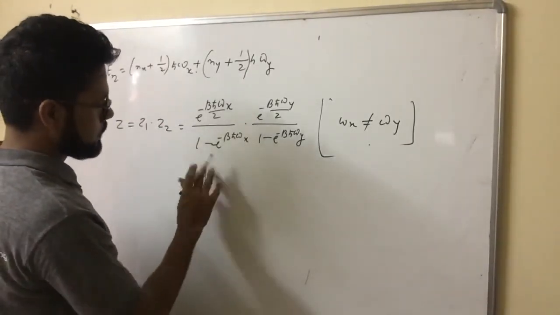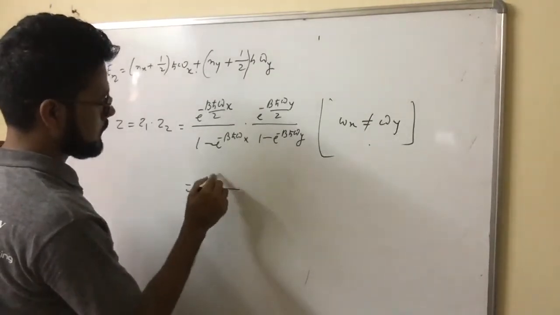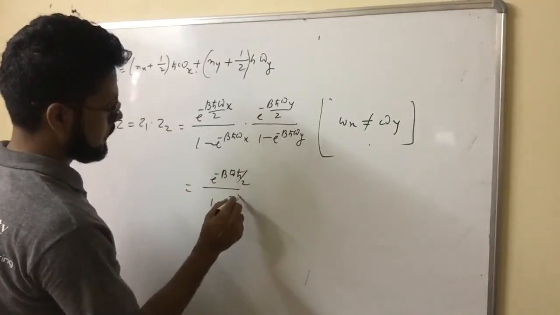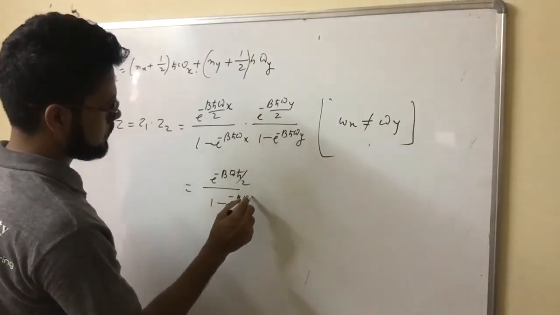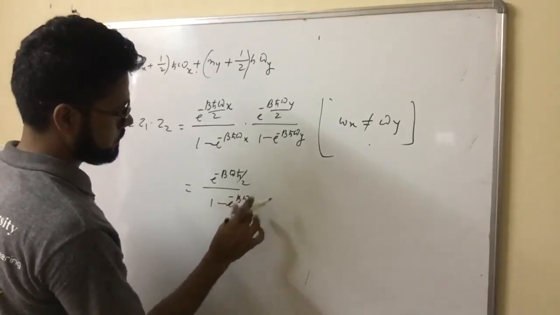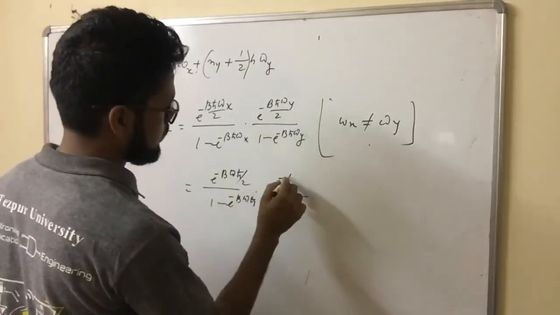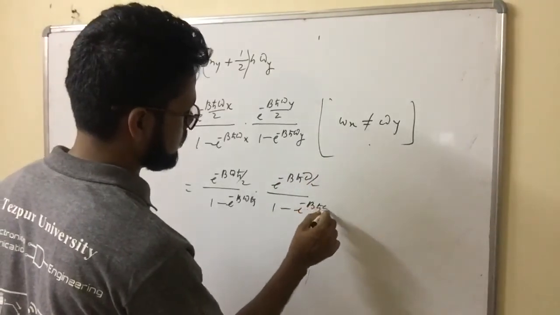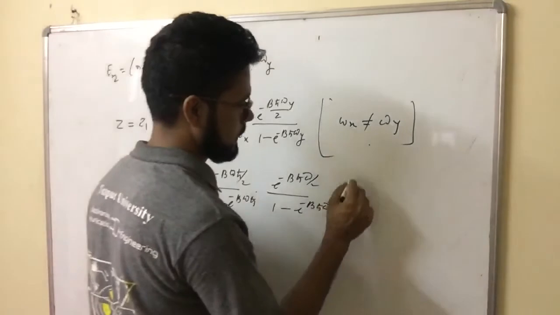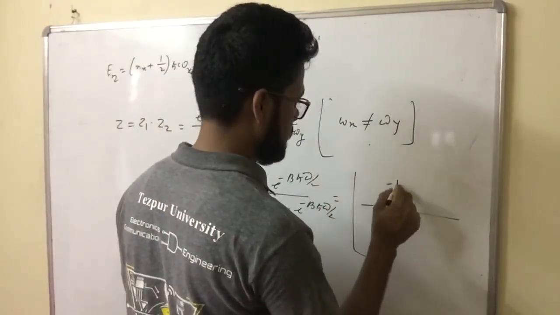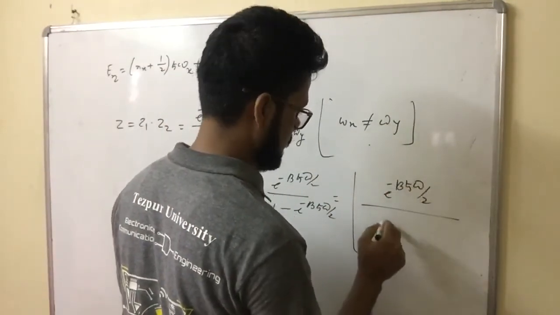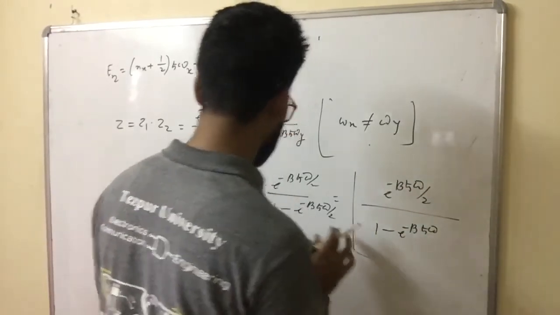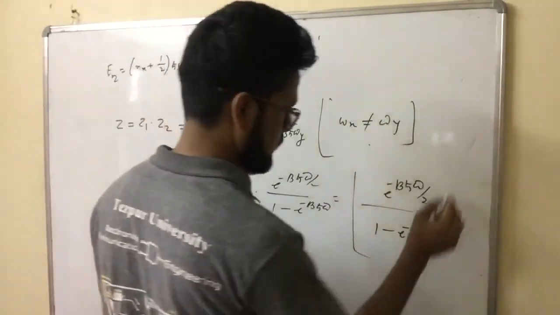But in case of the isotropic harmonic oscillator, you get e to the power minus beta hbar omega by 2, over 1 minus e to the power minus beta hbar omega, for each direction. You can write it as e to the power minus beta hbar omega by 2, over 1 minus e to the power minus beta hbar omega, whole square. The 2 is not there, it is a mistake, it is a square.